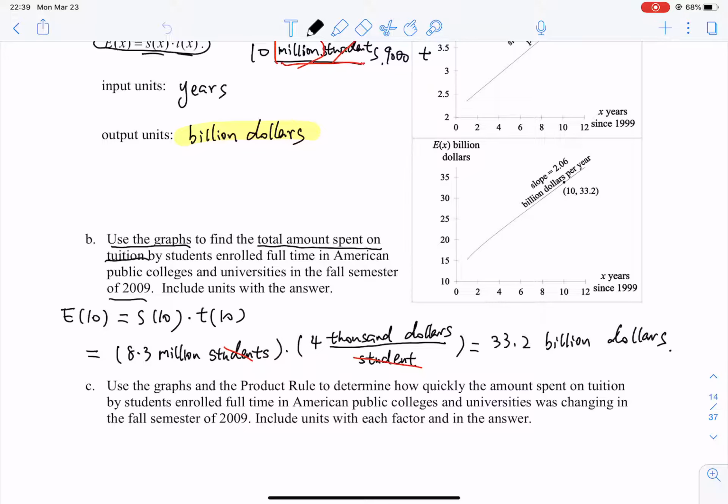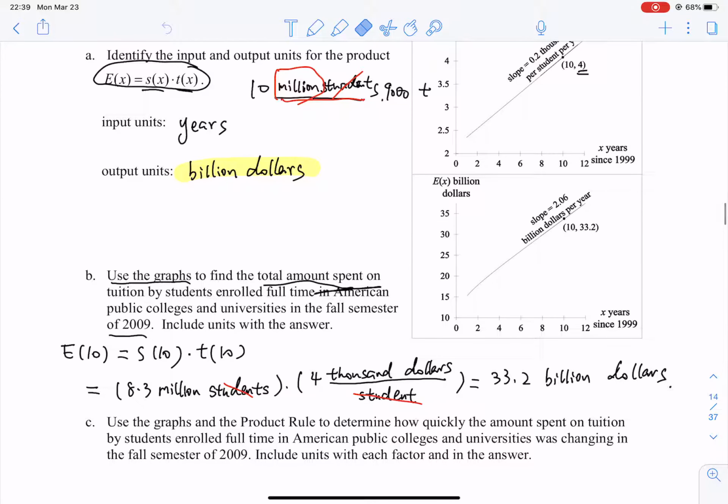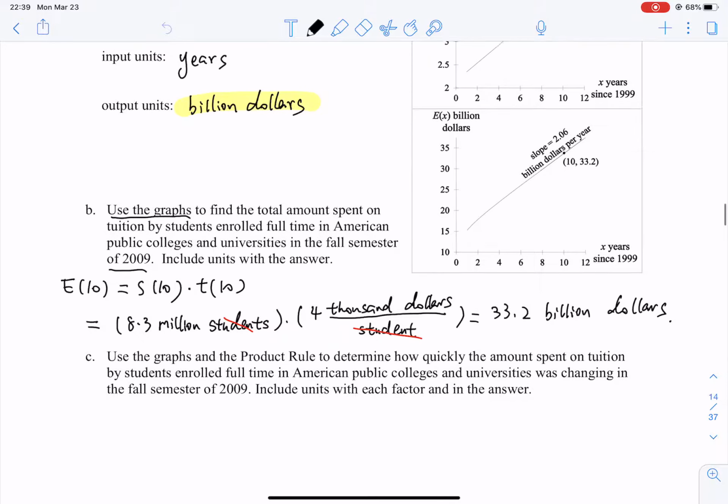Then you can just check what we have done. 33.2 is the total amount spent on tuition by students, and we have the unit $1 billion. Then that makes sense. The unit for tuition is $1 billion. That makes sense. So this is the second way to double check. This is a way to double check that your unit is correct.